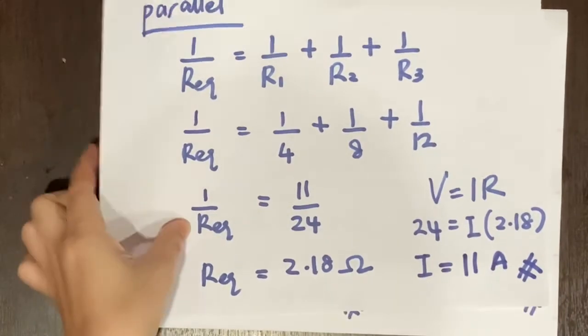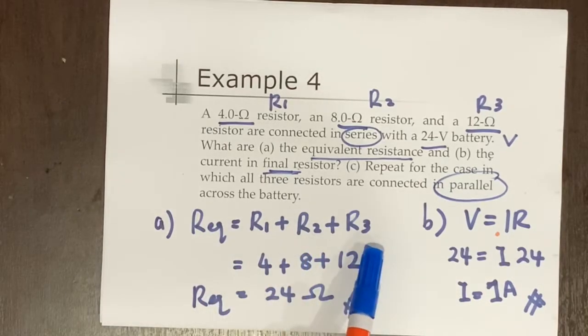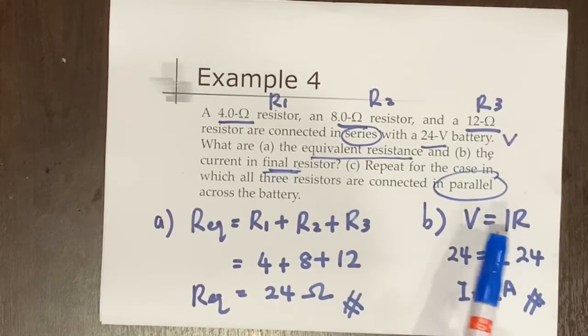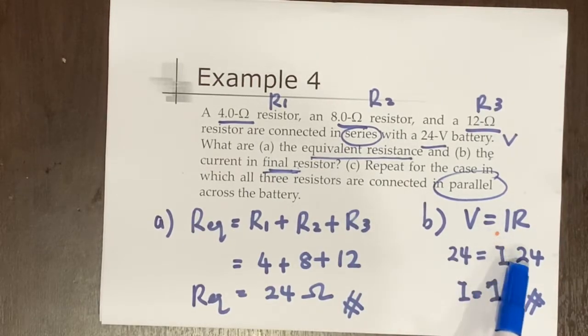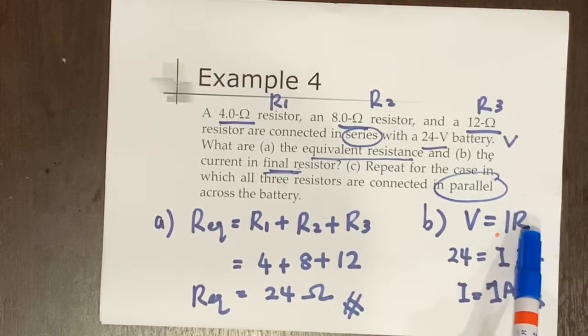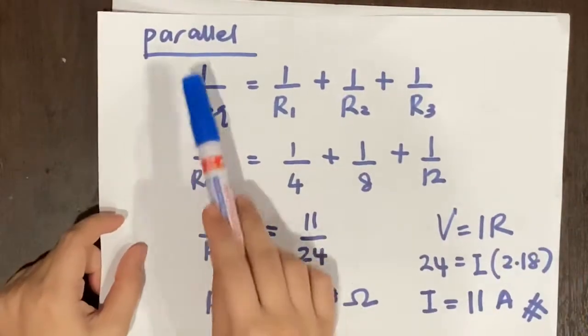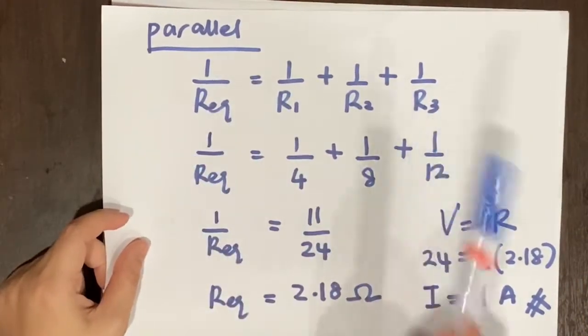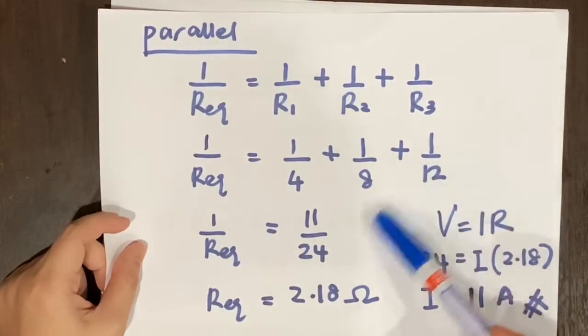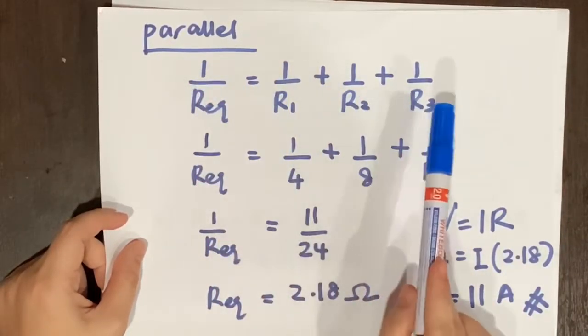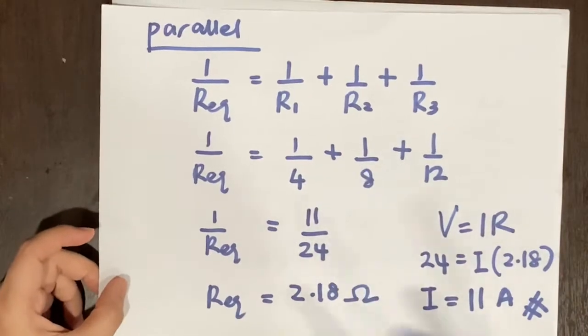Okay, in series, the equation is to just add all the resistors. For the current in the final resistors, this R will be R equivalent. For parallel, 1 over R, this is the equation for parallel. You have to show all the steps here, and please write the equation before you start the calculation.